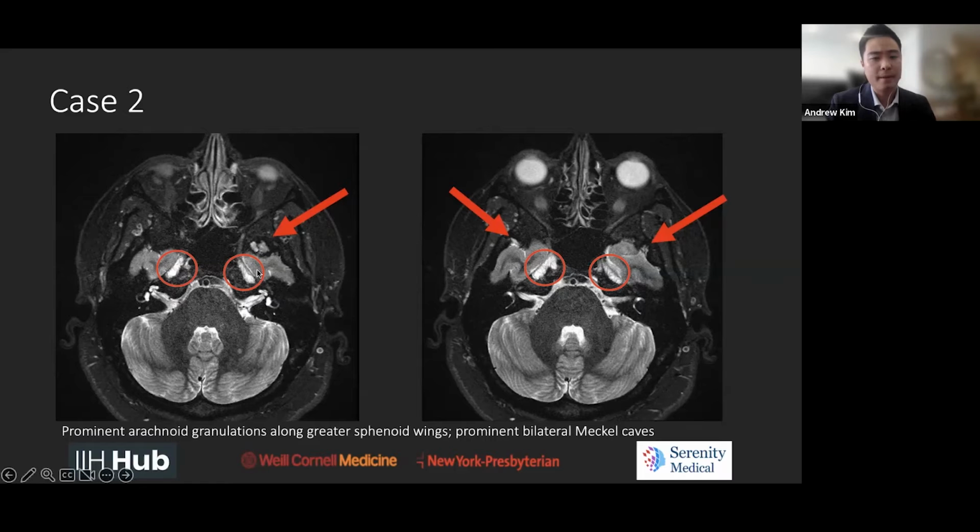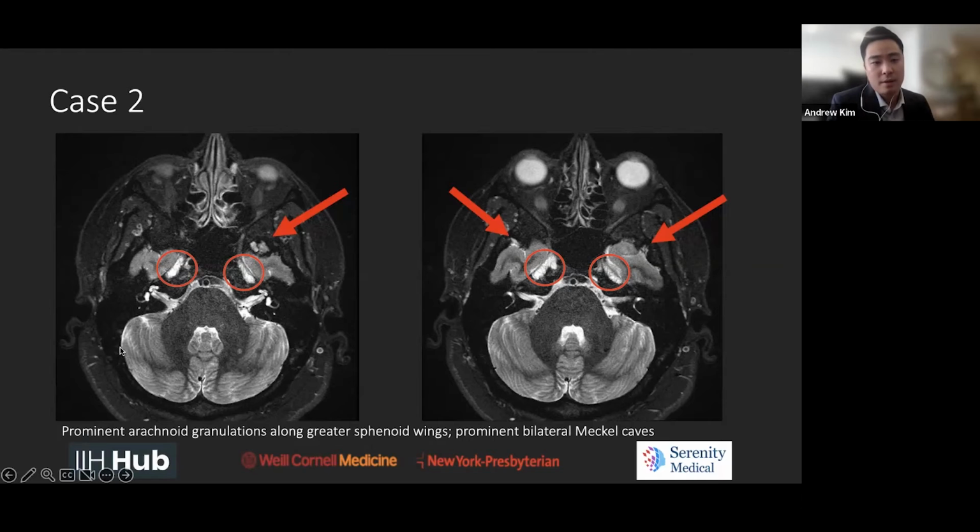So in addition to that, the arrows are also pointing to what are prominent arachnoid granulations along the greater sphenoid wings, the biggest one here being on the left side. So this again makes sense in line with the pathophysiology that you think about with the empty sella, that the CSF space in the setting of really elevated intracranial pressures is really trying to push out and towards any direction that it can.